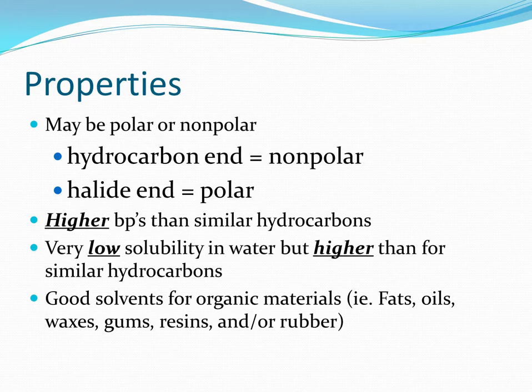Depending on where the halogen group is located on the parent chain, organic halides may be polar or nonpolar. If the halogen is toward the center, leaving hydrocarbon ends on the parent chain, the molecule would be nonpolar. If the halide is on the end of the parent chain, the molecule would be polar. Organic halides have higher boiling points than their corresponding alkenes. They have lower solubility in water, but they are more soluble than similar hydrocarbons.